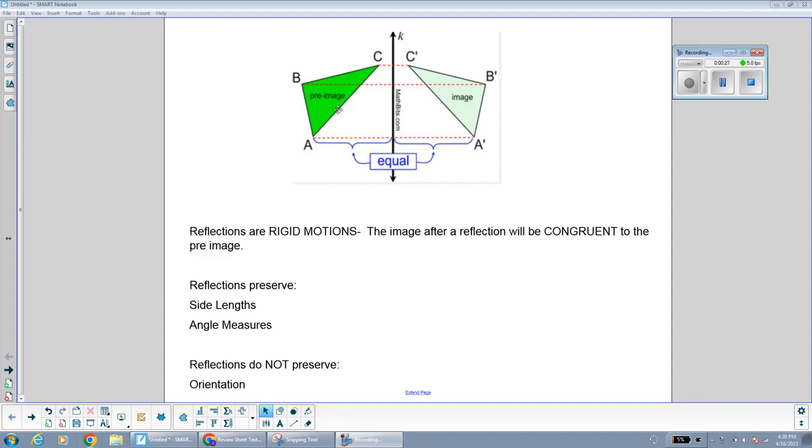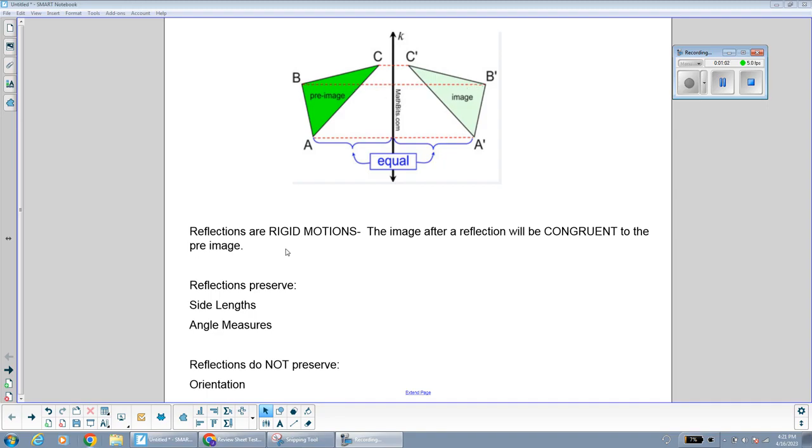We have our pre-image triangle ABC, and it was flipped or reflected over this line of reflection K to get the image A prime, B prime, C prime. Notice that each of the points in the pre-image and the image are equidistant from the line of reflection. And that's going to be important when we are doing reflections. The pre-image and image points should be equidistant from the line of reflection.